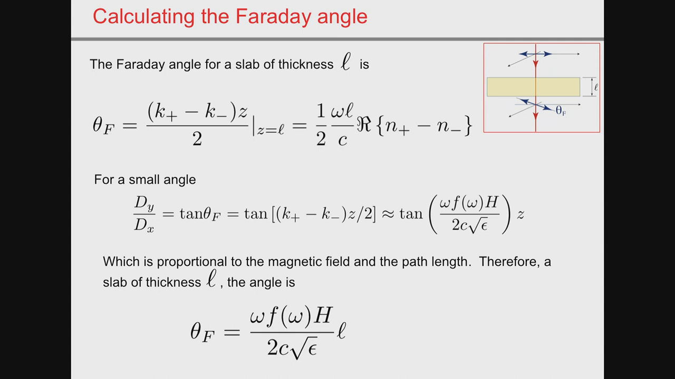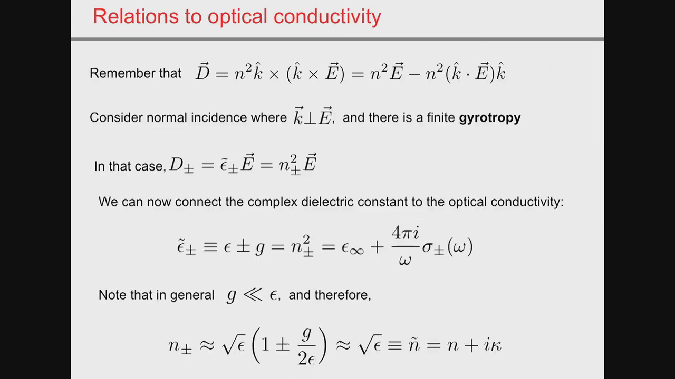Okay, so for small angles, I can expand it, and then what you get is that the Faraday angle is given in terms of the gyrotropic piece, which, remember, was simply F times H times omega divided by the square root of epsilon, which is the average index of refraction, right? And then the thickness of the material.